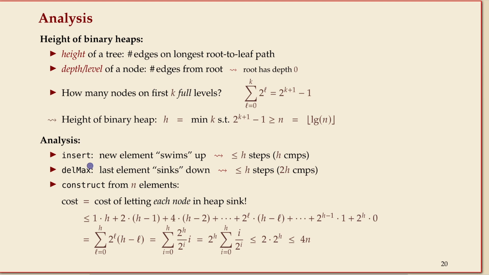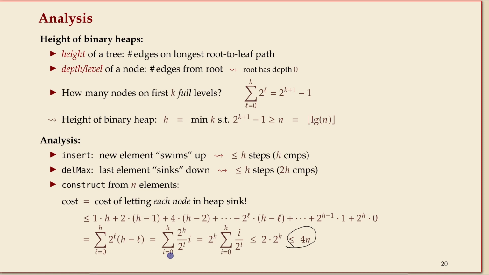For insert, what we do is we have this one element that we stick at the bottom, and then it swims up. So for every level that we swim up, we have one comparison, but that's it. For sink, almost the same, but we need two comparisons, because we first have to find which of the two children is bigger and then do the comparison if we have to swap. So we need the comparison of the two children and of the element with the larger child. So it's 2h. And for the construction from scratch, you can work out that the total cost is 4n comparisons at most, which is better than n log n.